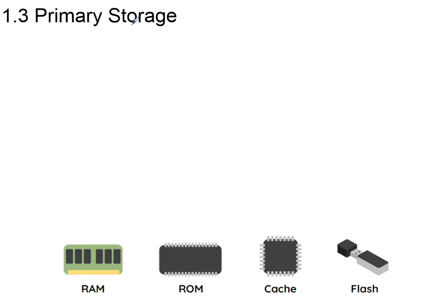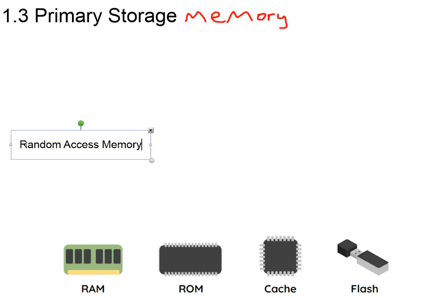And primary storage is more commonly known as memory. So the M for RAM and ROM stands for memory. We're going to look at each of these in turn. We'll start with RAM. So RAM stands for Random Access Memory.